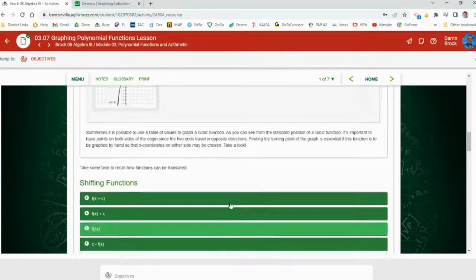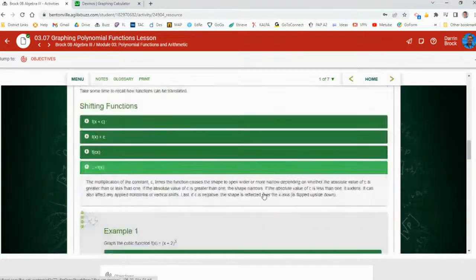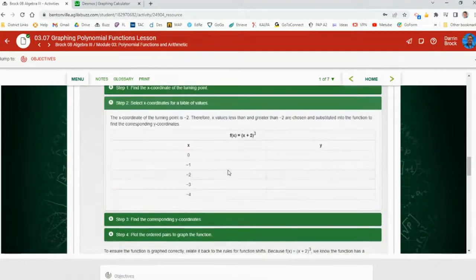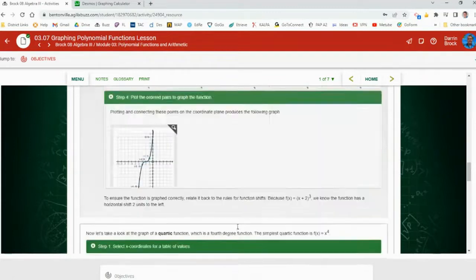What do I mean by turning point? Well, remember, look at this. This is x third. So right there is the turning point. It's not exactly the vertex because it doesn't change there, but it turns. It turns and it goes up again. So they call it the turning point for a third degree equation. So select your table again, find your y coordinates for the table, graph your points.